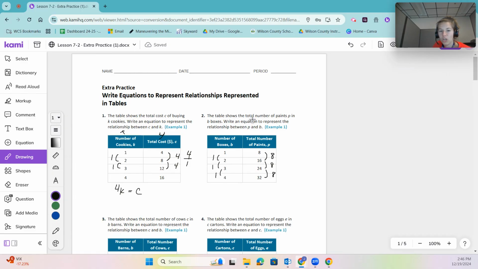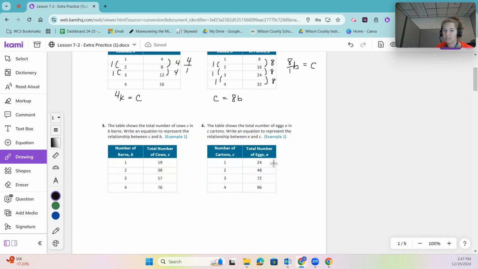This one says the table shows the total number of paints in a box in B number of boxes. Write an equation to represent the relationship between P and B. So I see that it's 8 over 1 that would be my change. 8 over 1 is being multiplied. So B is being multiplied by 8 in order to get the total. So P equals 8 times B, because you're multiplying by the number of boxes.